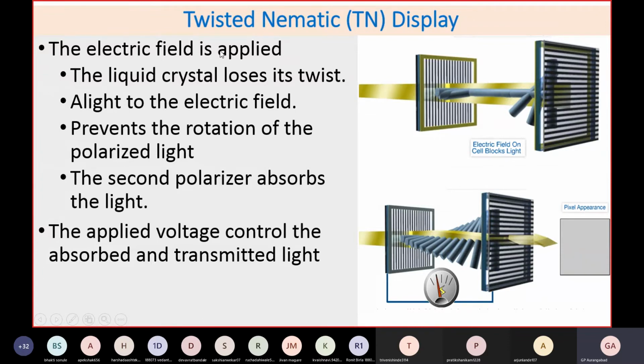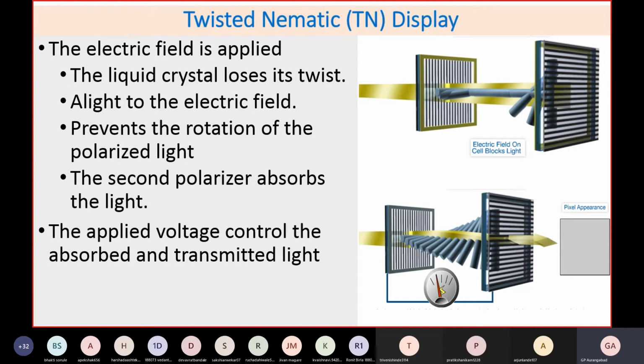Now let us say when the electric field is applied. Because of the electric field, it loses its twist. It loses twist means it becomes straight. When it becomes straight, whatever image is going through the vertical filter will be passed as it is, and nothing will be blocked.